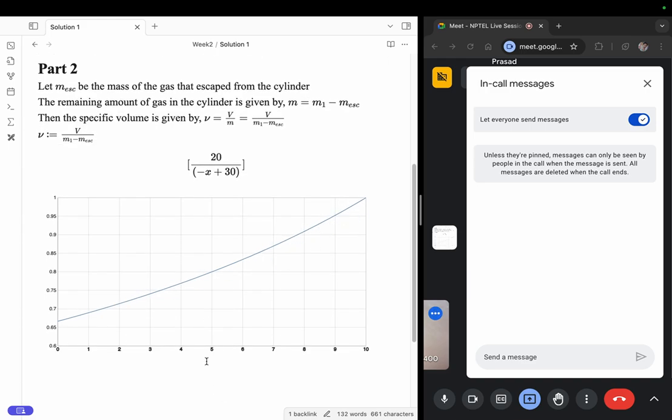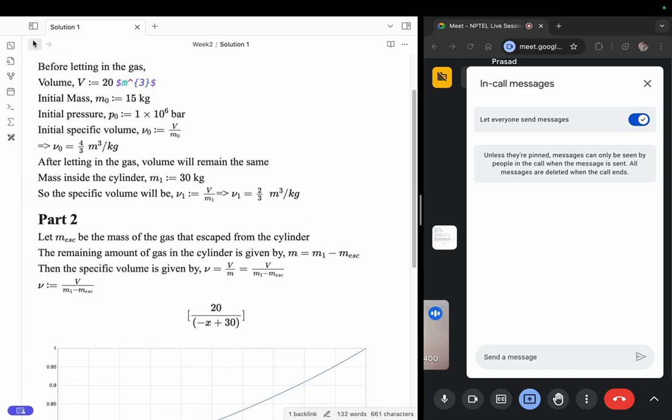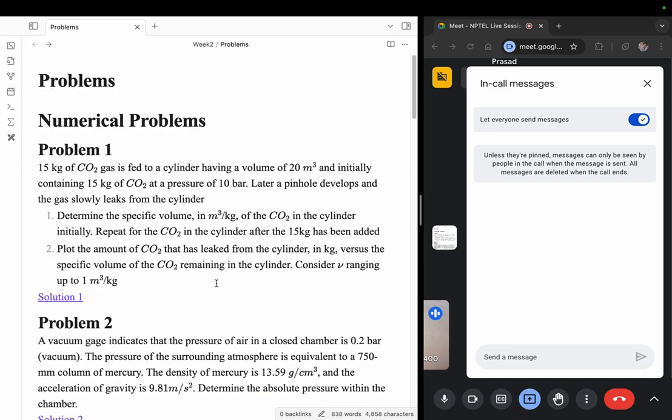It goes something like this. On the y-axis is my specific volume, and on the x-axis is the mass that has escaped. Initially it is around 0.67, and as the mass keeps on escaping, it rises up to 1, and then it will keep on increasing. So this is straightforward. Now let me ask the question: when the mass is escaping, what happens to the pressure inside the cylinder?